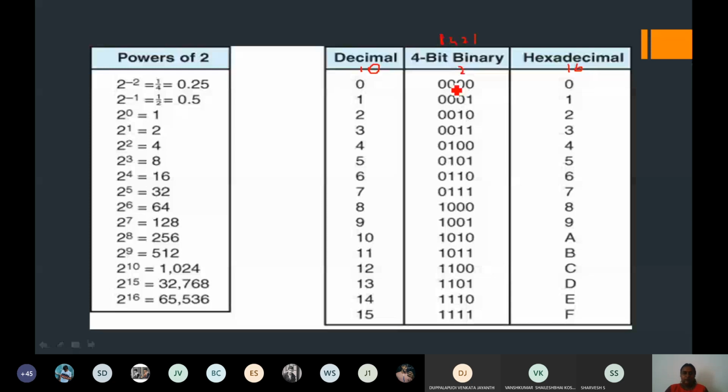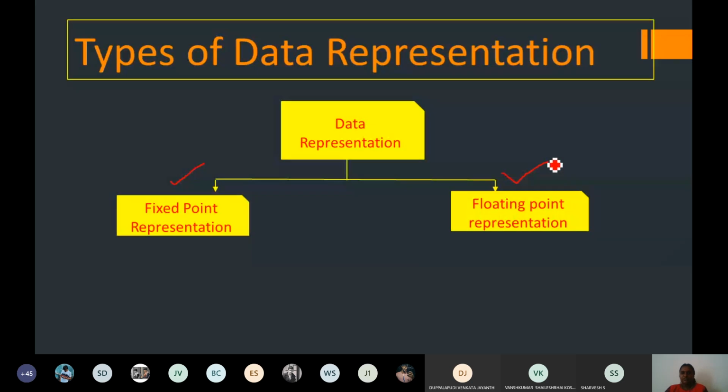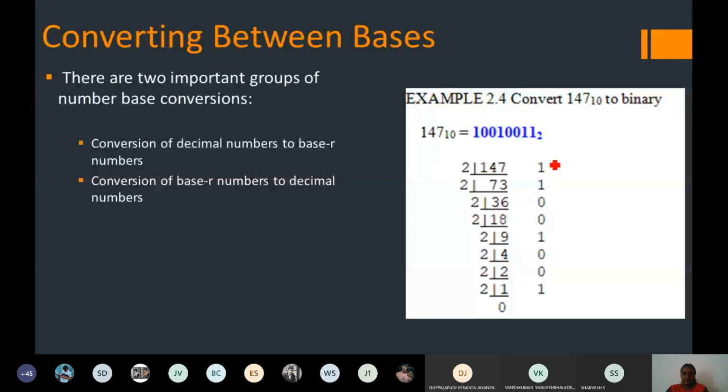Okay. So now we have this data representation in two forms: one is fixed point representation and the other is floating point representation. For today's class, we are going to deal with the positional number system with fixed point representation, which doesn't involve floating point, that is, no fractional part will be available. So how do we convert these into bases? I hope you can easily do this conversion.